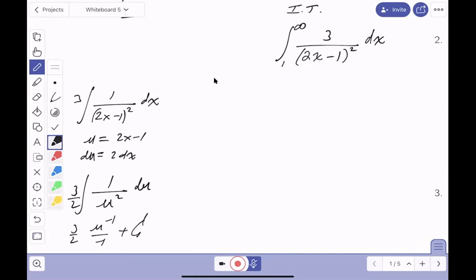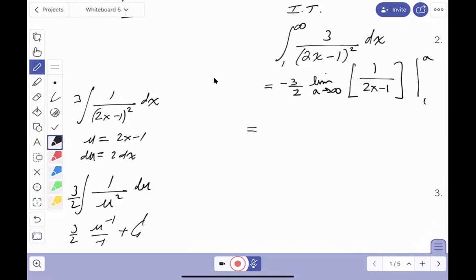I think I can do it. Let's write this down now. So what do you get over here? Oh boy, gotta write it down. So it's going to be, let's see, minus 3 halves, limit as a goes to infinity. And what do you get over there? You get 1 over 2x minus 1. The limits of integration would be 1 to a.